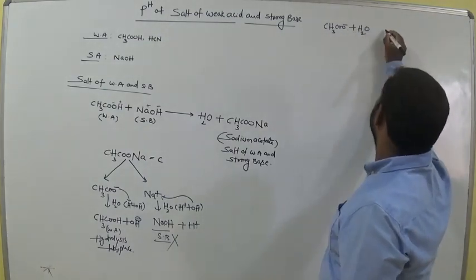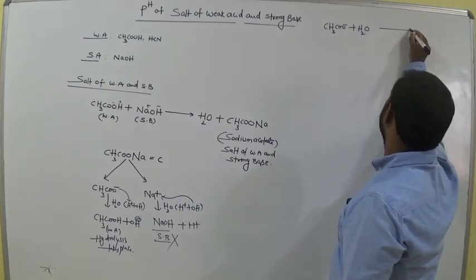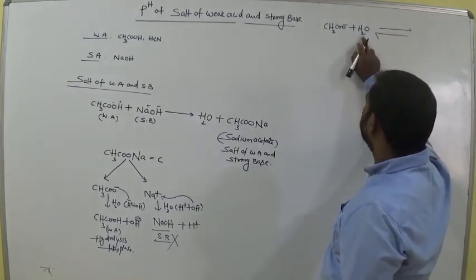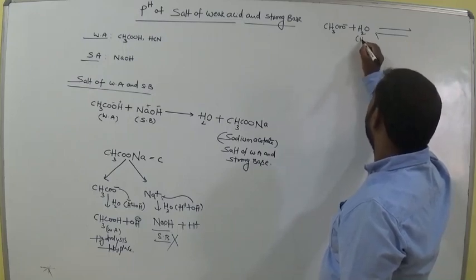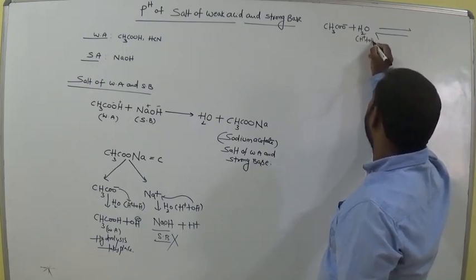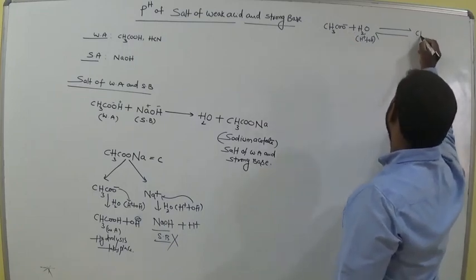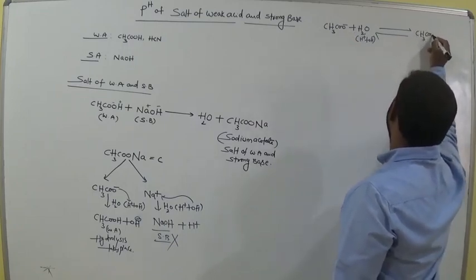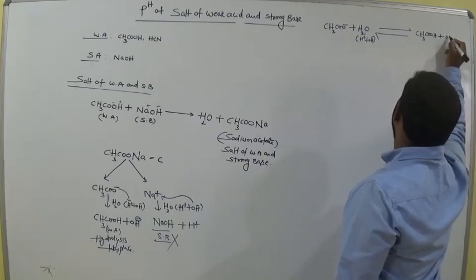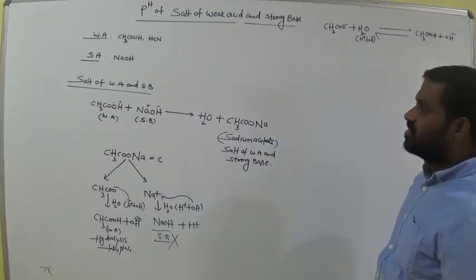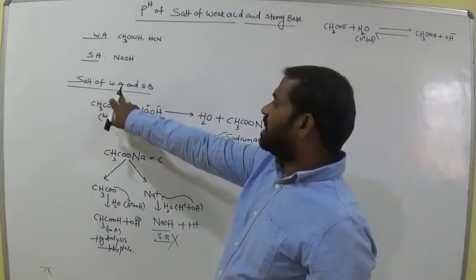What does it give? It is a reversible reaction. The ions present in H2O are H plus and OH minus. It gives acetic acid, CH3COOH, and OH minus. Clear? So that is the salt of a weak acid and a strong base.